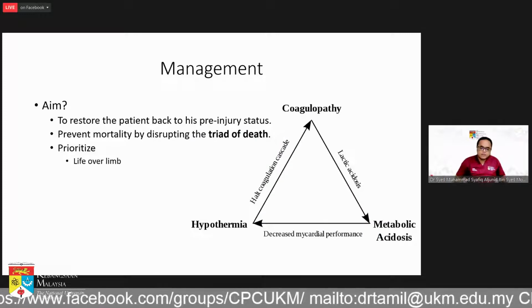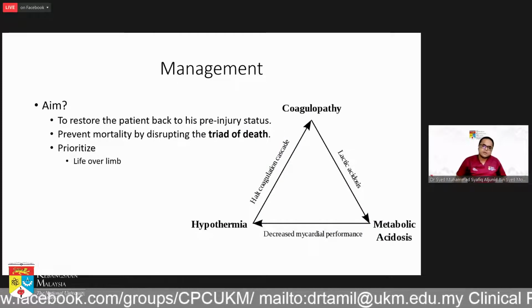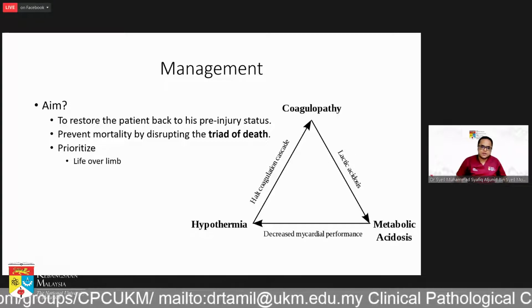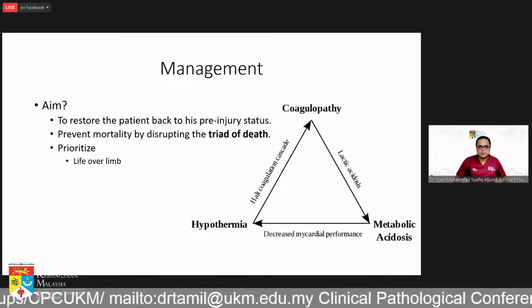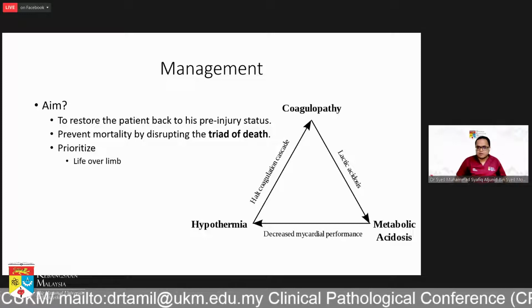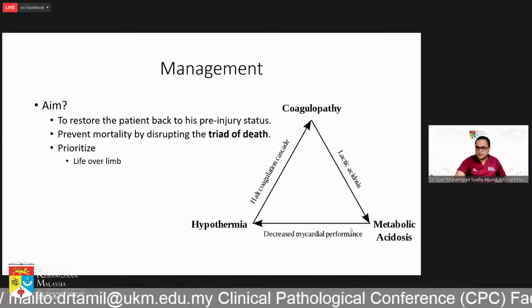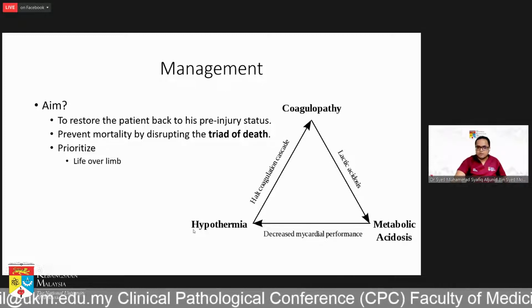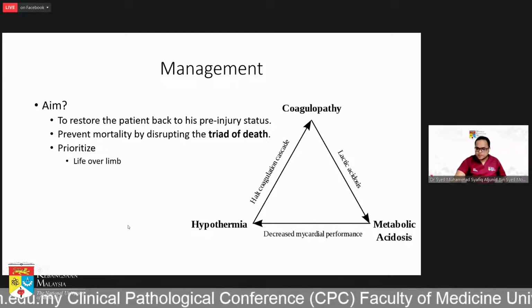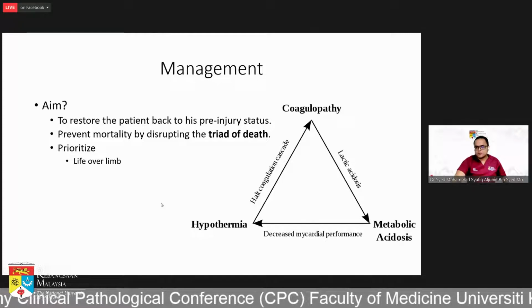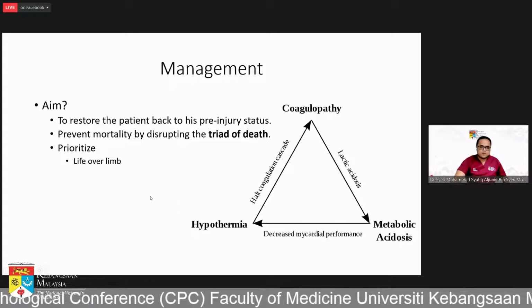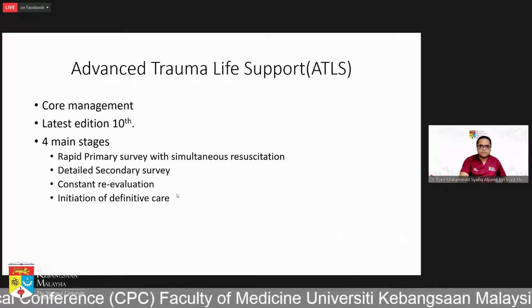Okay, so what is the aim of our initial management? It is actually to restore the patient back to his pre-injury status. This is to prevent mortality by disrupting the triad of death. The triad of death involves coagulopathy, metabolic acidosis, and hypothermia. So resuscitation is aimed to disrupt this vicious cycle, and always prioritize life over limb.